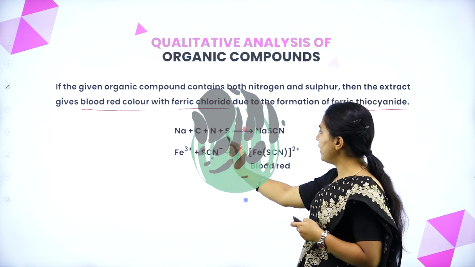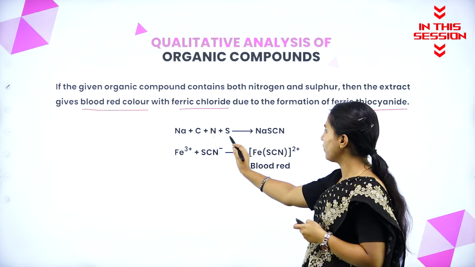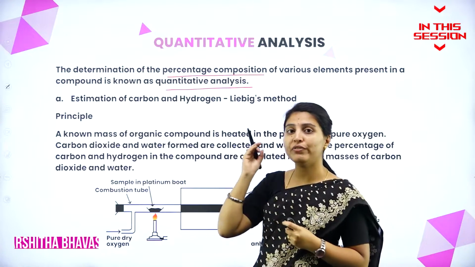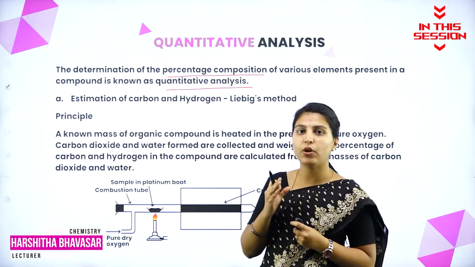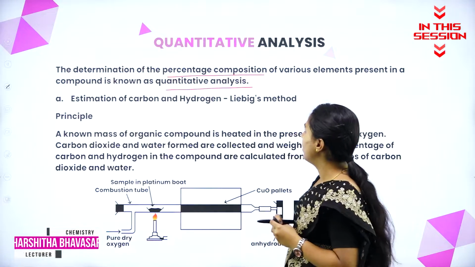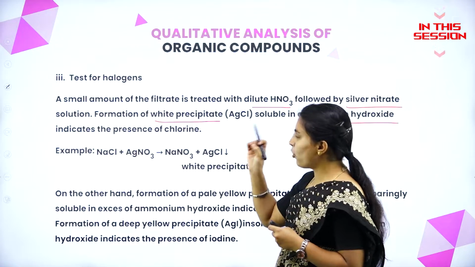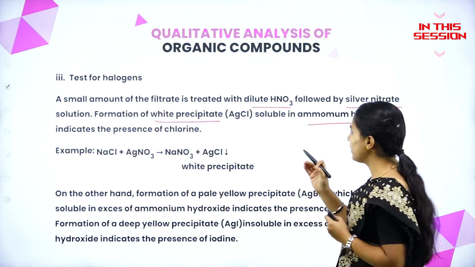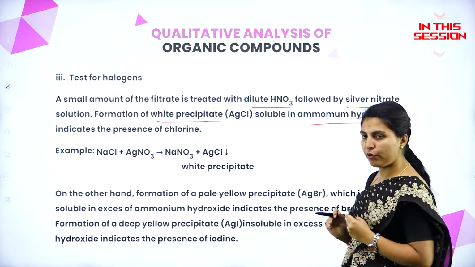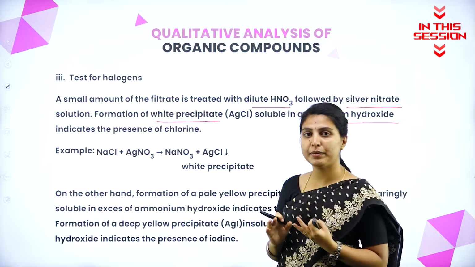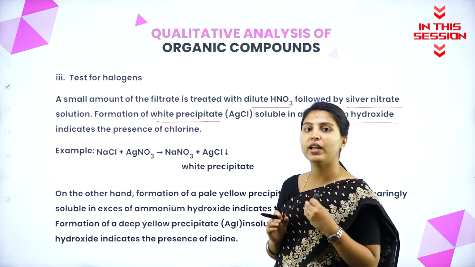Sodium, carbon, nitrogen and sulfur. If both are present, it will form a blood red color. The percentage of each element present in the given organic compound is called quantitative analysis. A small amount of the filtrate, that is the third part of the sodium fusion extract, will be treated with dilute HNO3 and a white precipitate will form. What does that white precipitate contain? That is nothing but silver chloride.